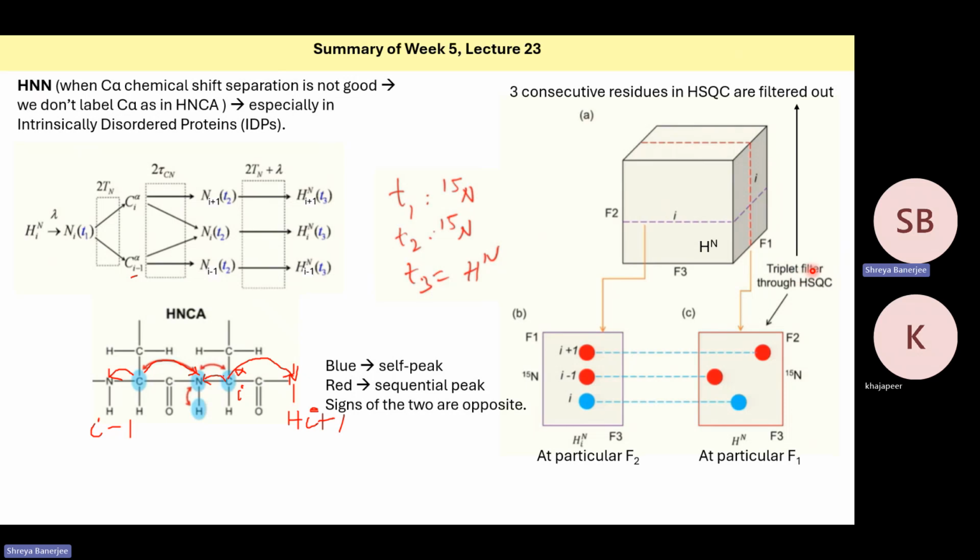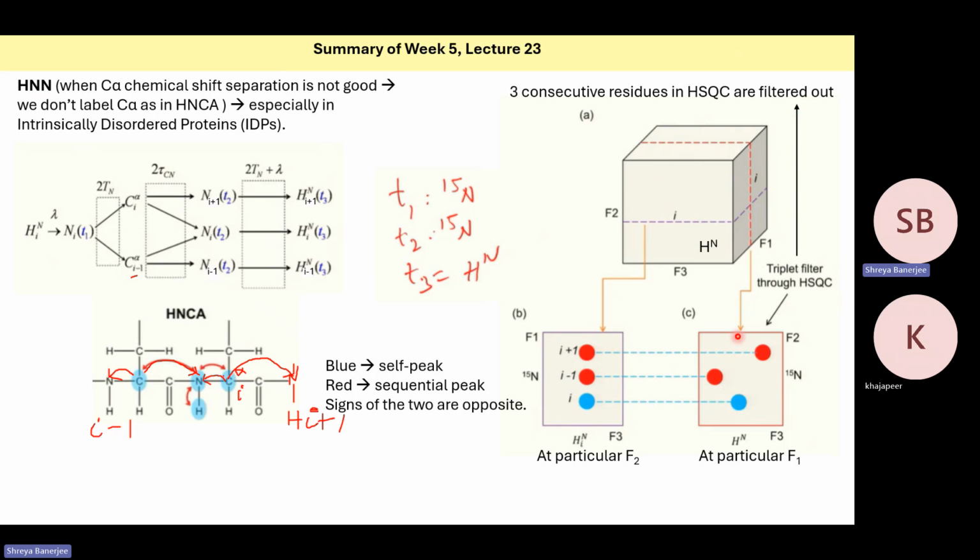That is why this is called a triplet filter through HSQC, because if you take different cross sections, you will get different sets of 3 consecutive amino acids. Like that, you can identify different sets of 3 consecutive amino acids, and stitching all that up will eventually give you an idea of the entire polypeptide sequence. It is called a triplet filter because you're filtering out the triplets, which are 3 consecutive residues.